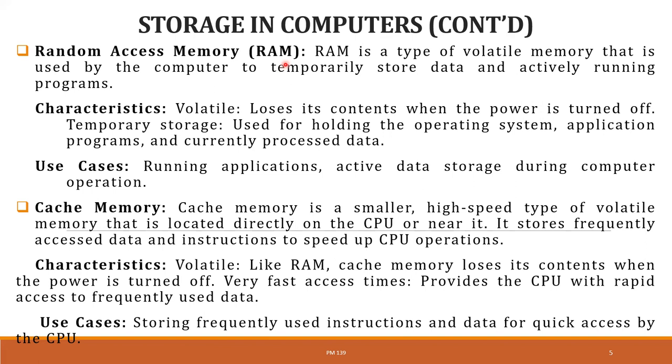The cache memory. So the cache memory is a smaller, high-speed type of volatile memory that is located directly on the CPU or near it. It stores frequently accessed data and instructions to speed up CPU operations. In terms of its characteristics, it is volatile, just like the RAM. Cache memory loses its contents when the power is turned off. It is very fast. It provides the CPU with rapid access to the frequently used data.